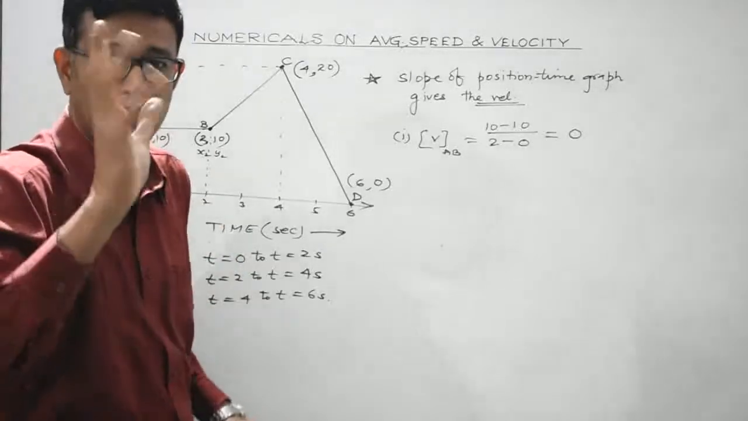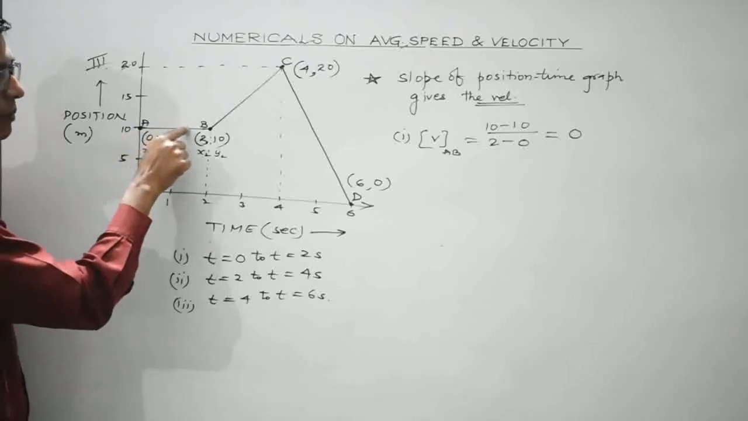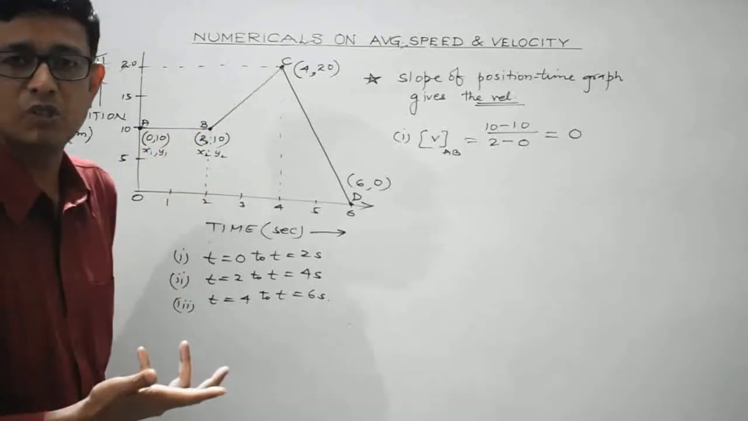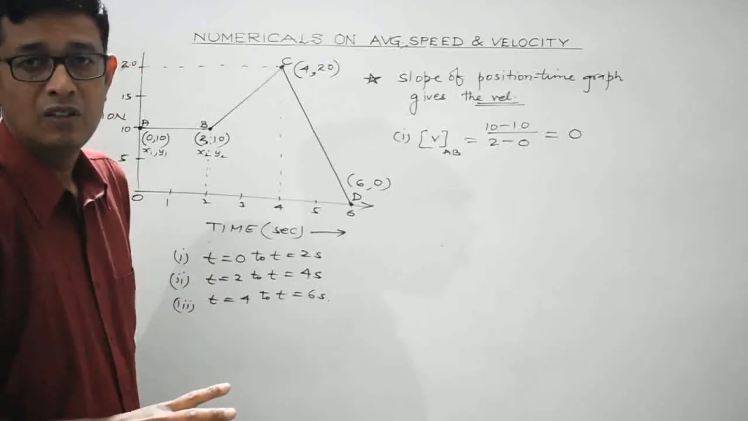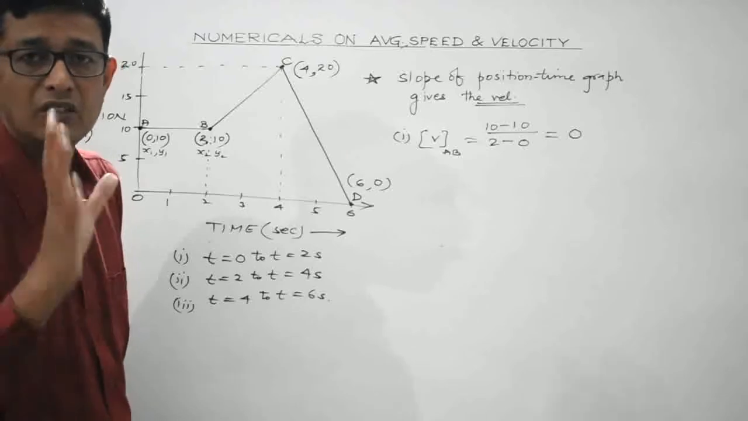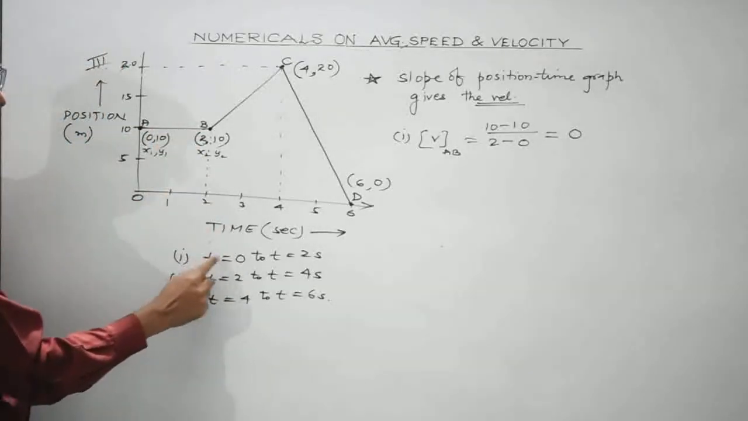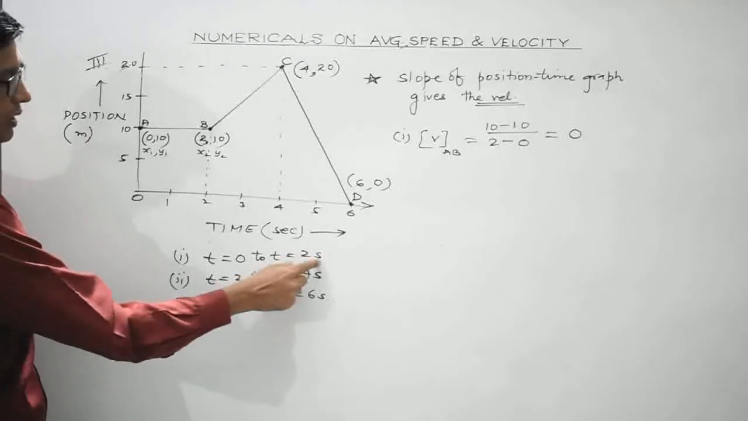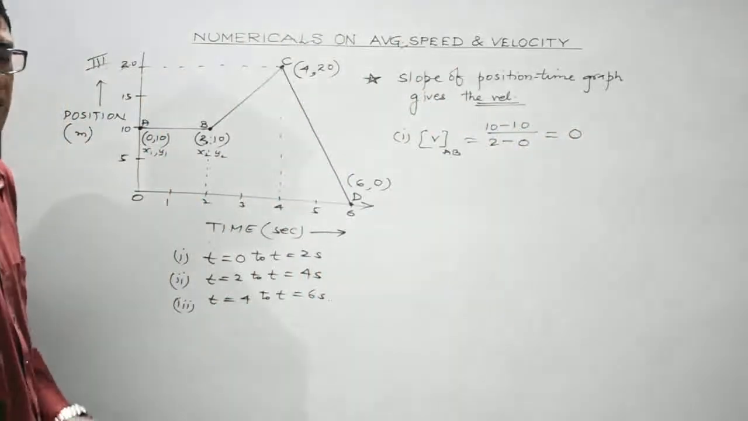So also make use of your common sense. With the passage of time, the position of the body remains fixed. It means that the body must be at rest. The body is not moving at all. So if the body is not moving, its average speed or velocity would be 0. So from A to B, that is during the time interval t equals 0 to t equals 2 seconds, the slope is 0, which is what we have proved. Therefore, velocity is 0. Right?